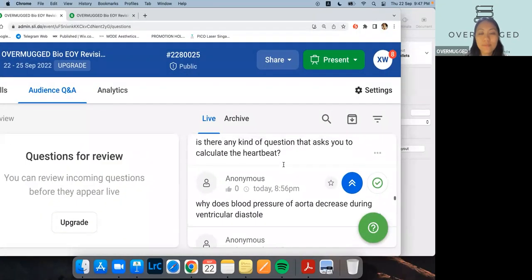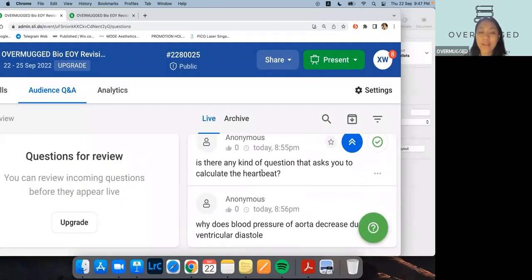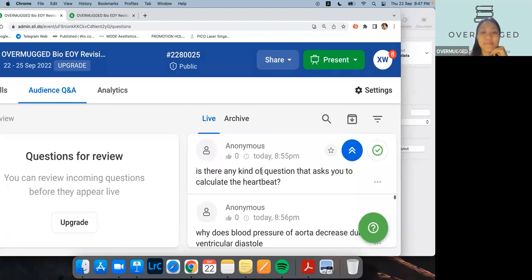Good question. Calculate heartbeat. Just now I addressed it already, right? Heartbeat is 60 seconds divided by the duration of the cardiac cycle.